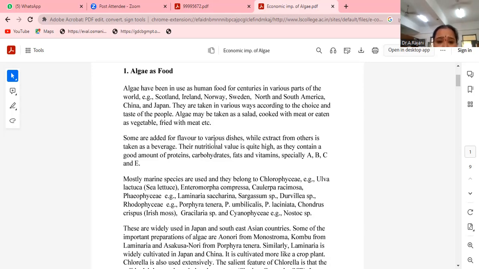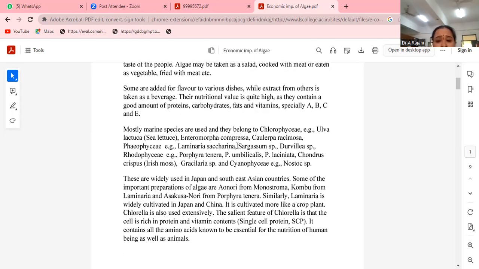Why are these food materials? There are very good nutritional values. The amount of proteins, carbohydrates, fats, vitamins A, B, E, C. These are important. Mostly marine algae, like Ulva, that is the alga called sea lettuce. Lettuce is a plant, you know, but sea lettuce is an alga, a marine alga.